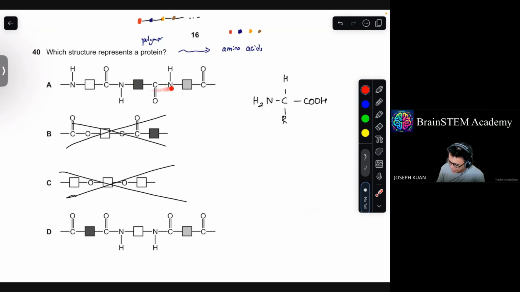And then CO, NH, CO, NH. It shouldn't be like this. It shouldn't be like this. This one, the same terminal. No, amino acids have different terminals. So the answer for this is A. All right, question 40 is A.